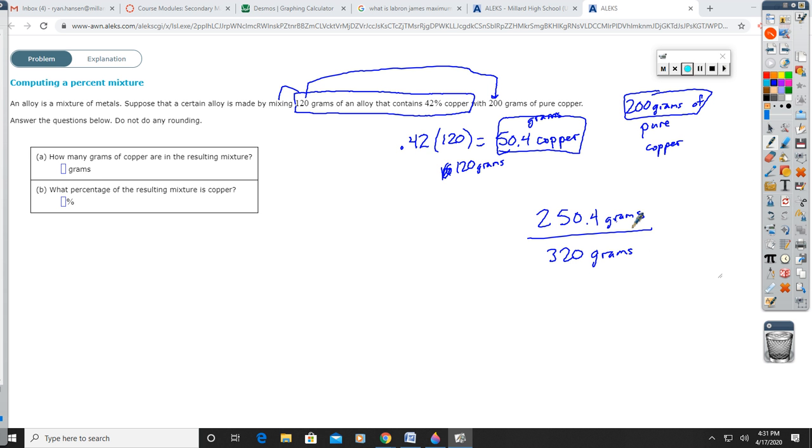So then all we have to do is take that and divide it. So I go 250.4 divided by 320, and that gives me 0.7825. So in other words, what percentage of the resulting mixture is copper? 78% is copper. And how many grams of copper are in the resulting mixture?